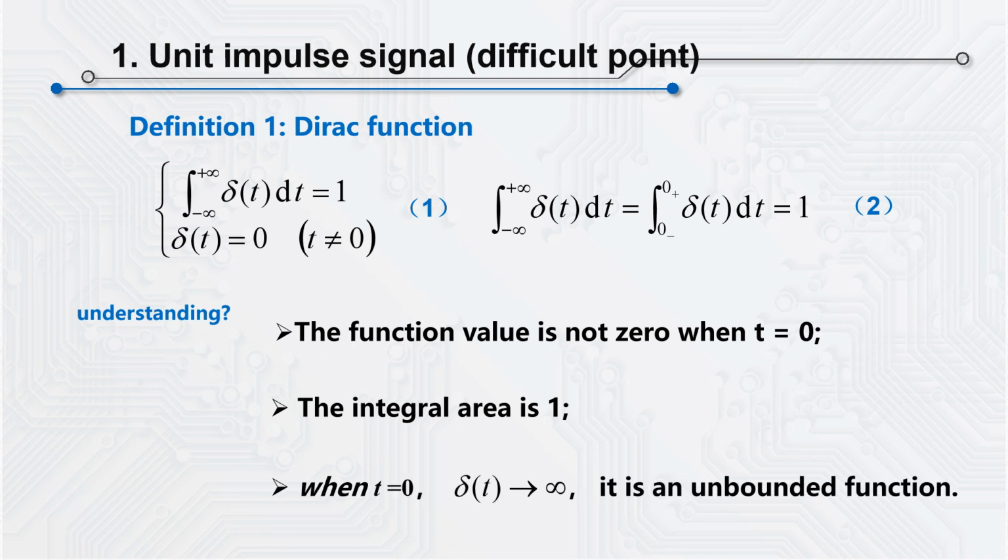What is the function value when t is equal to 0? Because the integral area is 1, when t is equal to 0, the function value is approaching infinity. The impulse function is an unbounded function, and it is defined by intensity.